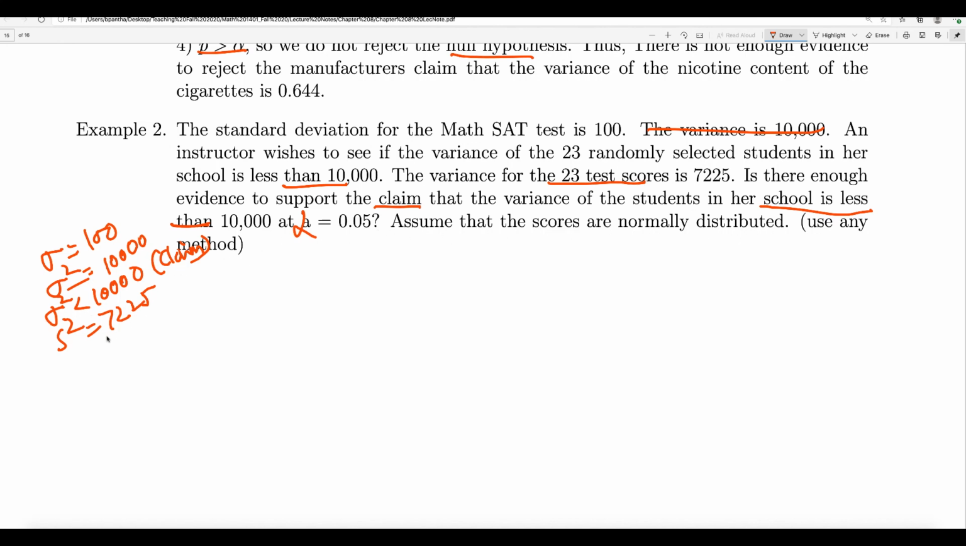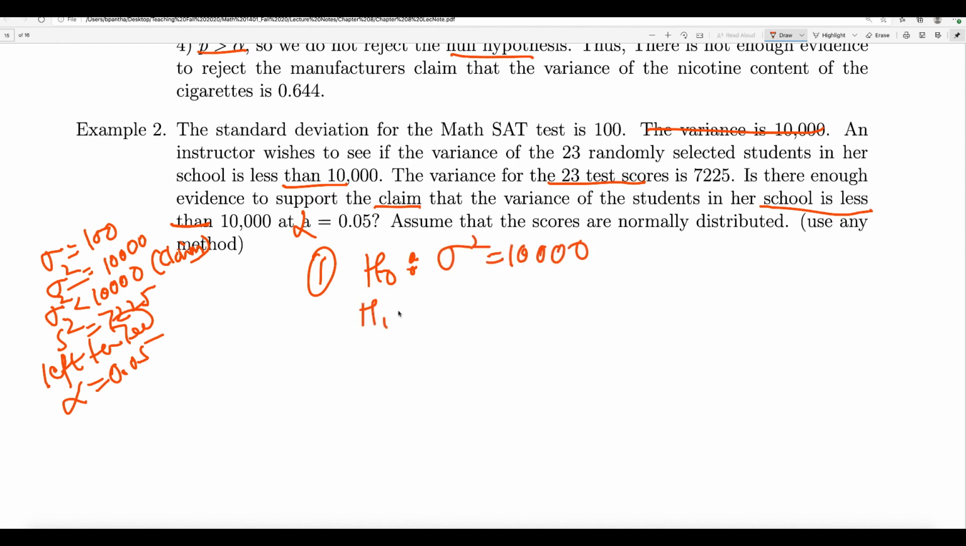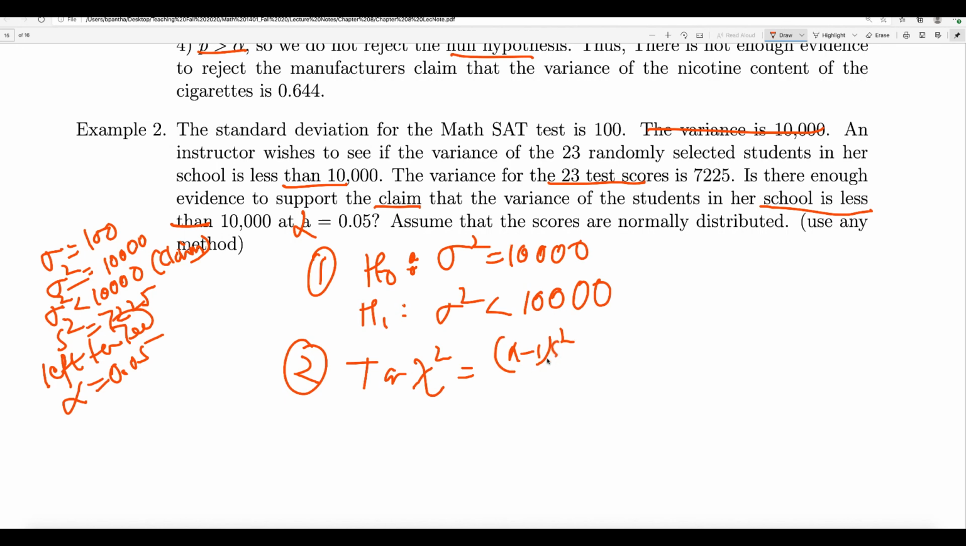Let's do that. So it is left-tailed, and alpha is 0.05, right? Let us do that. So what is H0? Number 1, H0 is sigma squared equals 10,000, right? And H1 is sigma squared is less than 10,000. Okay. Number 2, what is the test value? T or chi-square, we denote by that. N minus 1 times s squared divided by sigma squared. What is N? N is given as 23, right?